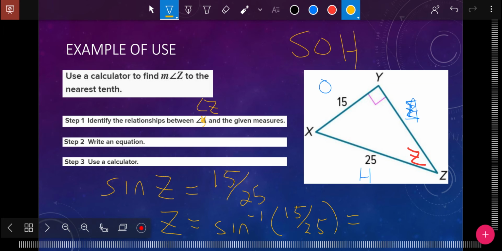Then hit second, which is on the far left side of my iPhone. If you're using the iPhone calculator, the sine button changes to sine inverse. It equals. Now my screen tells me 36.869897, yada, yada, yada. I need to round that to the nearest tenth, and so I'm just going to say 36.9 degrees.